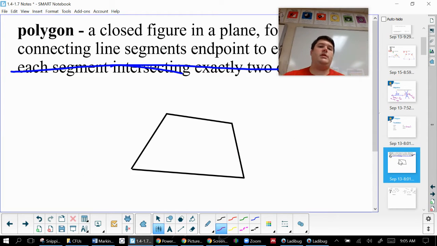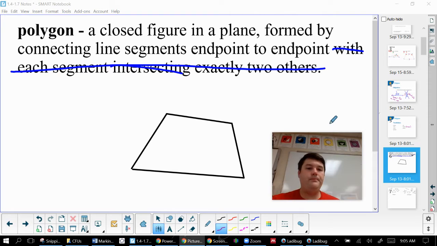So first definition here, a polygon. I'll get my face out of the way here. I'm thinking you can see my face there.